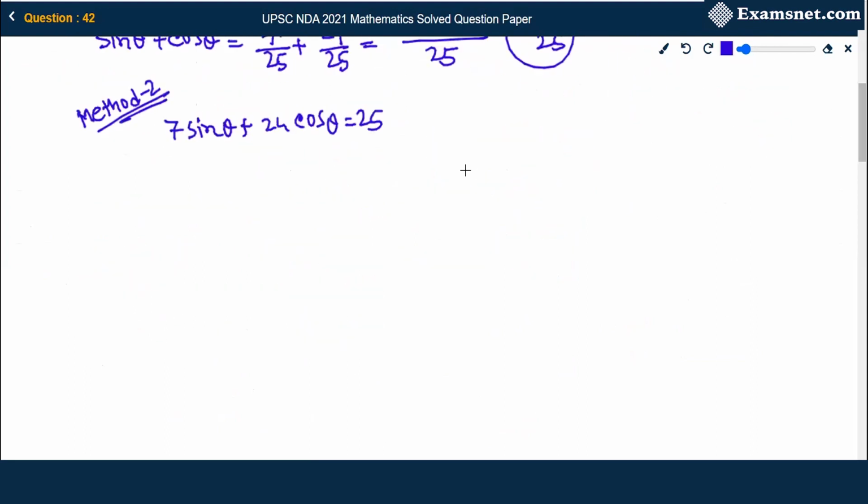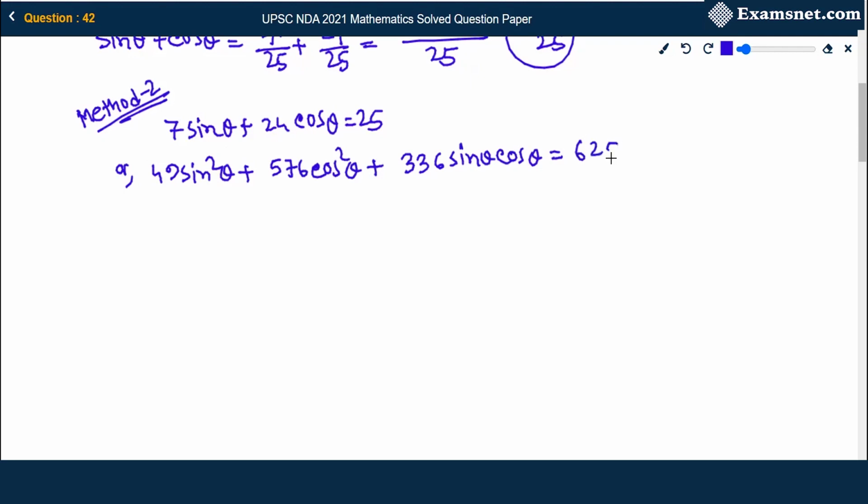Okay, let's square both sides. We will get 49 sine square theta plus 576 cos square theta plus 2 times 7 multiplied by 24 sine theta cos theta. So it would give us the value 336 sine theta cos theta equals 625 after squaring both sides. Okay, and expand it using the formula of a plus b whole square.